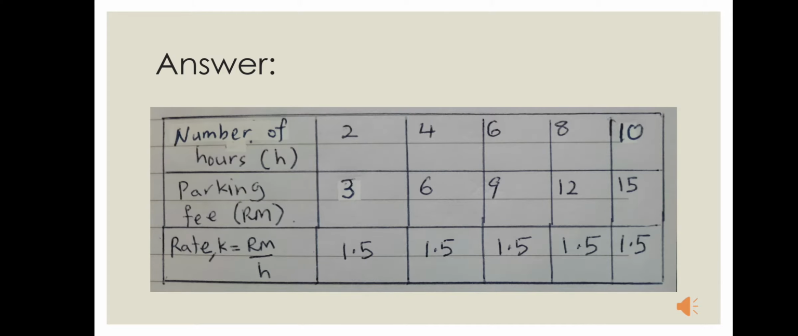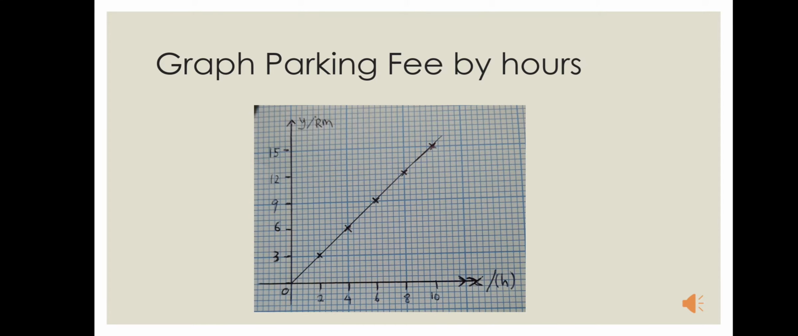Let's check your answer. See that the k is consistently 1.5. Now, let's draw the graph of parking fee by hours. From the graph, we may see that the graph of parking fee by hours is a straight line that passes through the origin. The parking fee varies directly as the hours.